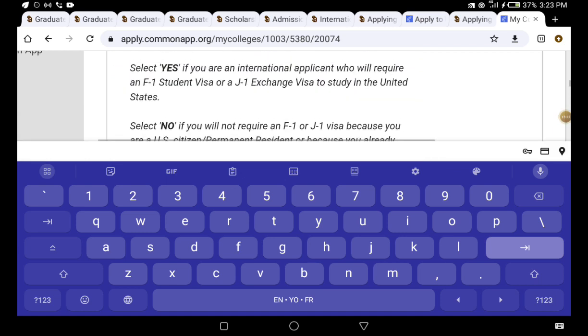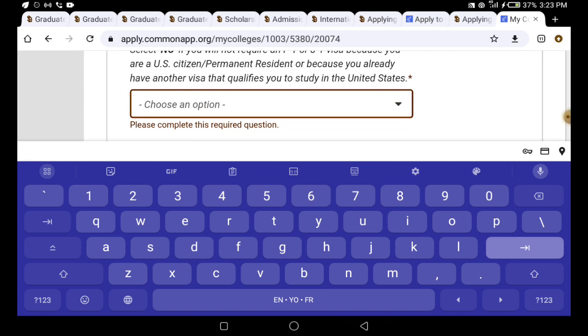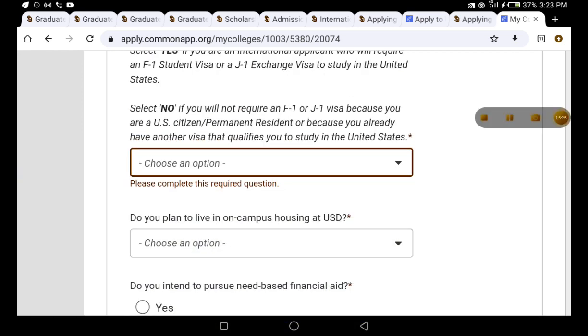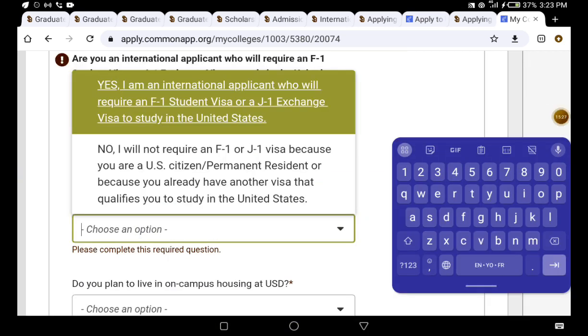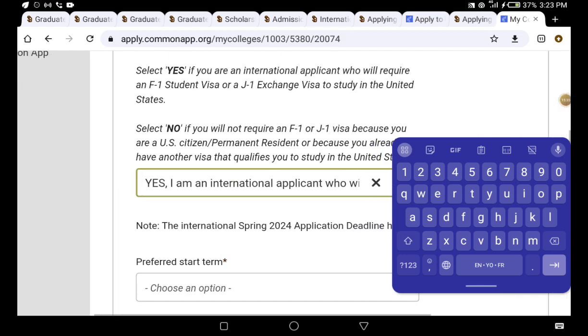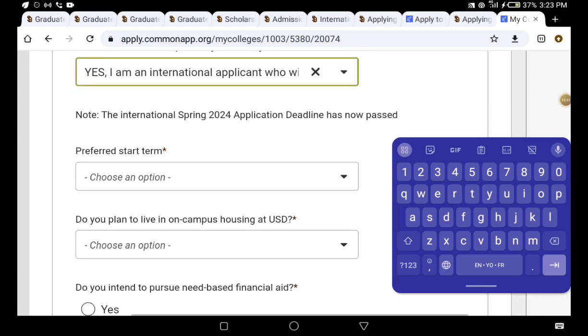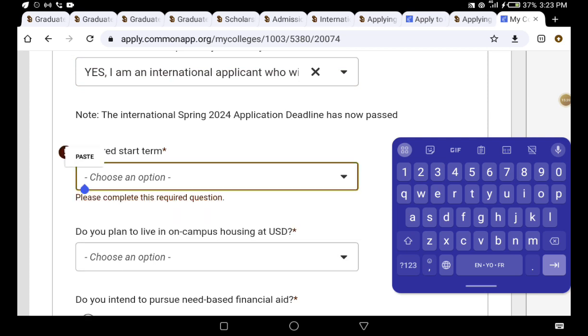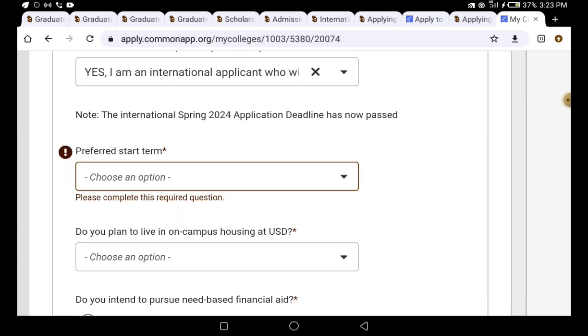Okay, so let's do that carefully. I'm just going to go ahead and do this. So you can see this here: Yes, I'm an international applicant who requires F1. When you click on that, it's going to show you a warning that the International Spring 2024 application deadline has now passed.